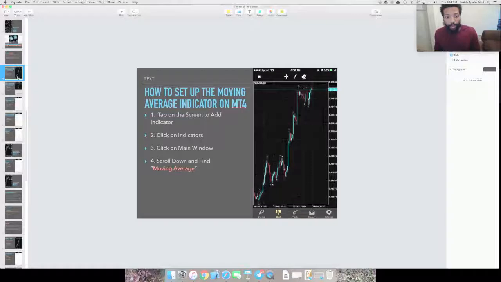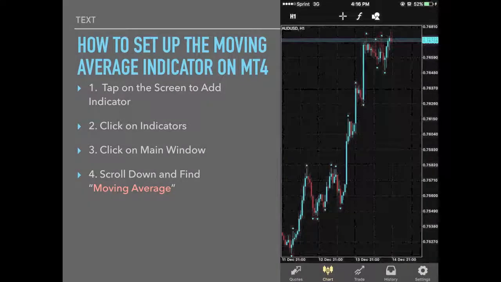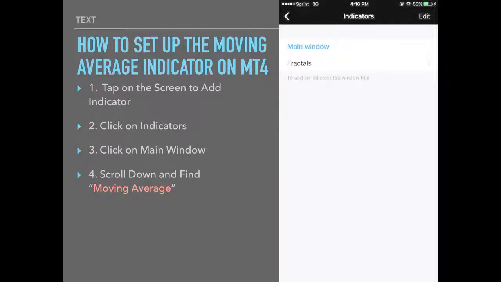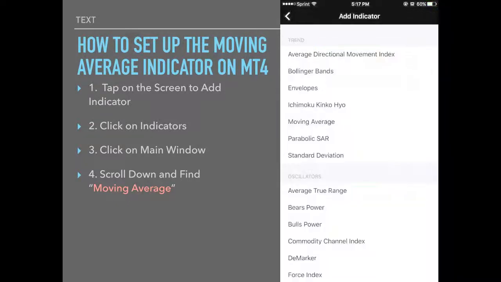But first, I'm going to walk you guys through how to set this up. How to set up the moving average indicators on MT4. So tap the screen to add indicator. Okay, we're going to tap the screen. Click on indicators. Click on the main window. Okay. Scroll down and find moving averages. Okay, so we're looking under trend and moving average.